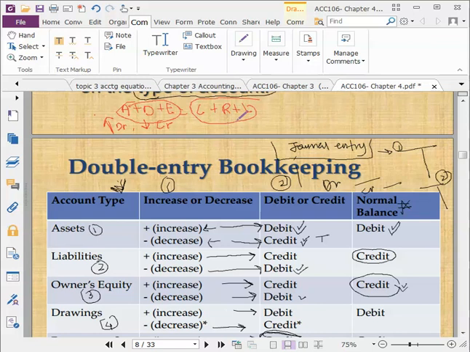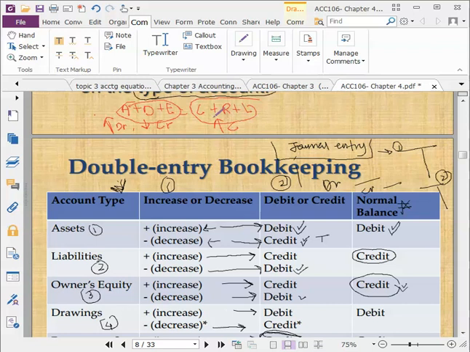Okay, how about the group of CRL? When the CRL is increased, we must? Please answer me. We must debit or credit? Yes, that's right, Atika.